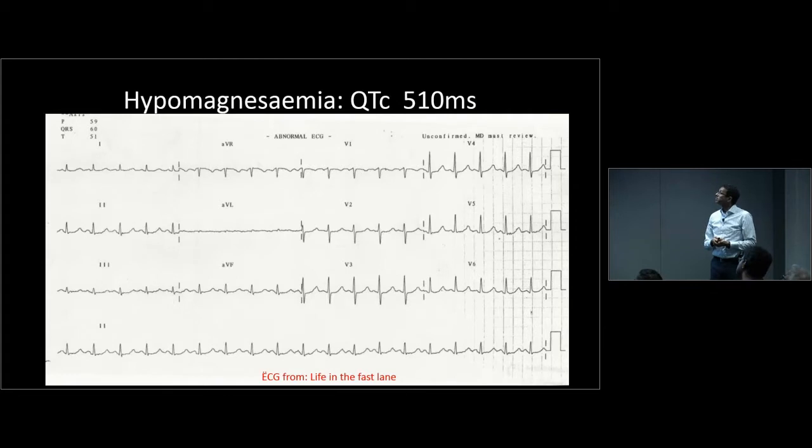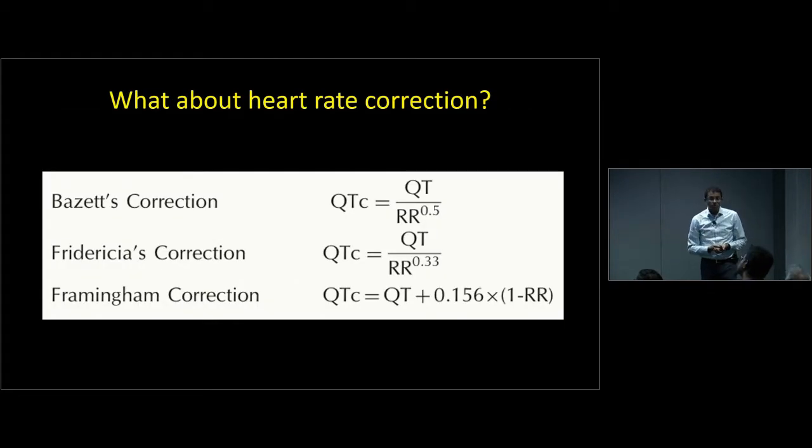These things are obviously important to recognize. So there are formulas to correct for heart rate. As heart rate goes up, QT should shorten. As heart rate goes down, QT will lengthen. All the formulas are reasonable.